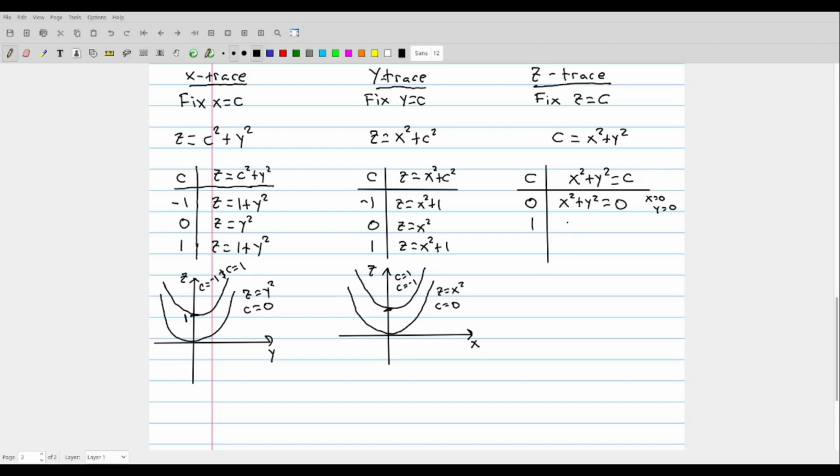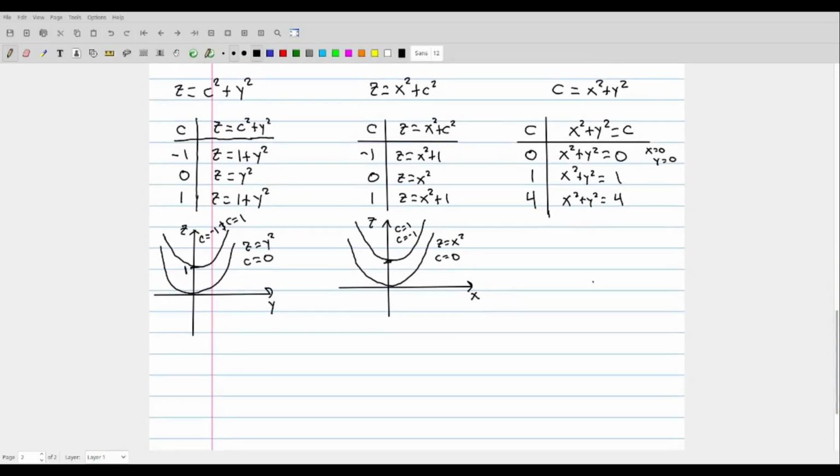C could be equal to 1, say, in which case x squared plus y squared is equal to 1. It's the equation of a circle of radius 1. If c is equal to 4, then x squared plus y squared is going to be equal to 4, which is the circle of radius 2, and so on and so forth. So you can pick any positive value for c and get a circle. The radius of which is going to be the square root of c. And what this means in terms of our level, these are actually the level curves of this function. We'll see that a little bit shortly.